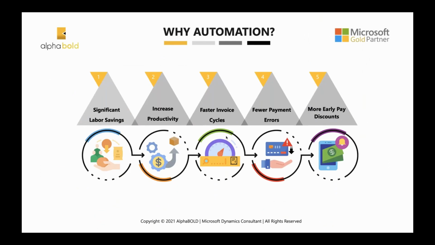Okay, so why automation? Let's talk a little bit about the benefits on a higher level, if you will. First and foremost, significant labor savings, increased productivity, which is closely related with the first point, faster invoice cycles, fewer payment errors, and more early pay discounts. Experts say that more than 80% of the vendors offer early payment discounts to encourage businesses to pay on time, but only 4% of the businesses are actually utilizing these discounts. So in a nutshell, automation is a win-win for all here.